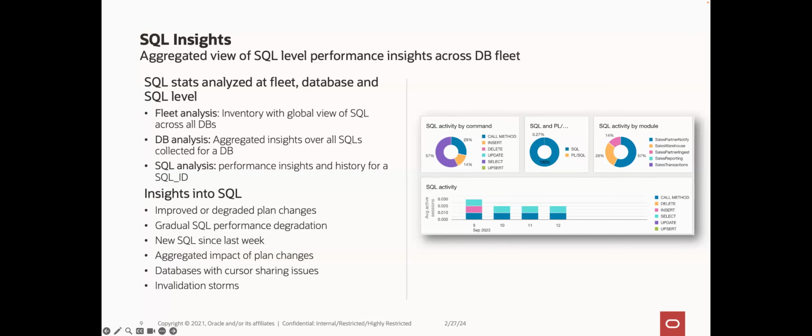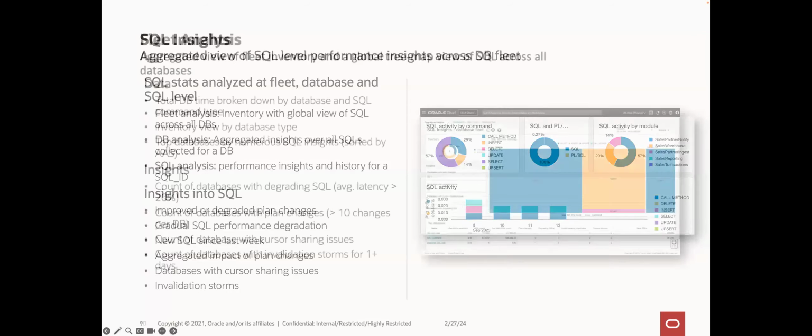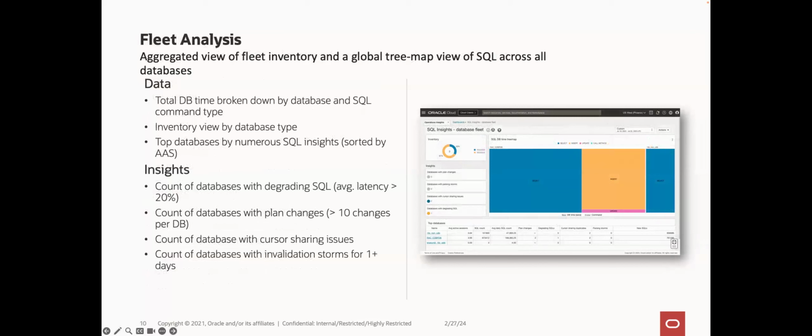All right. Okay. So let's double click on each of the individual dashboards we get as part of this SQL Insights application. What you're seeing on the right-hand side is the database fleet analysis dashboard, which presents an inventory of enabled databases and a global tree map view of SQL across all databases, as well as top databases by insights and SQL performance measures. Essentially, it helps identify databases in the fleet in need of workload optimization by showcasing top databases by insights and fleet-wide workload decomposition by command type.